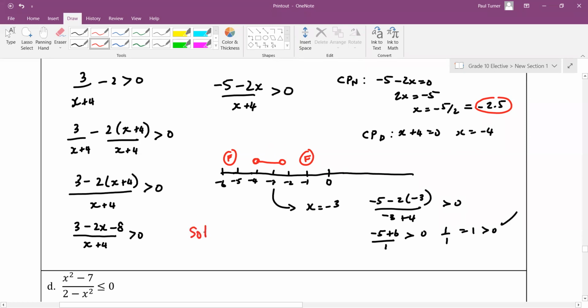So your solution then will be x is a member of minus 4 until minus 2.5. Put the smaller number first, okay, that we do when we do this notation. So x is a member of that. So I'll write that in there like that. So that's your answer there. So between minus 4 and minus 2.5 for that one.